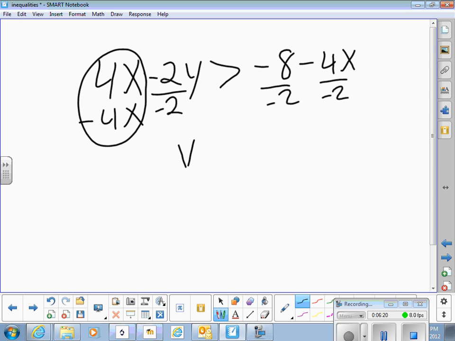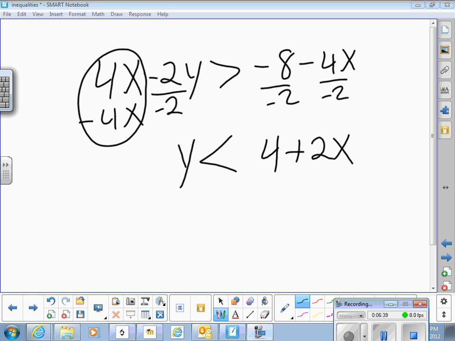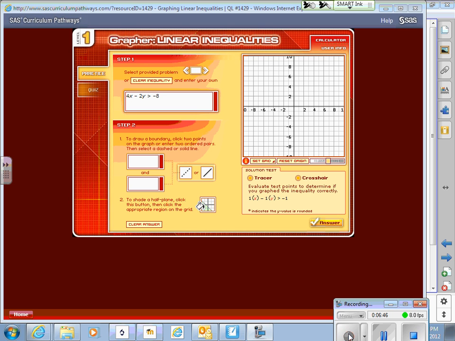But anytime I divide by a negative, that makes the inequality sign flip around. Negative divided by negative is positive, 8 divided by 2 is 4, negative divided by negative is positive, 4 divided by 2 is 2. So, y-intercept of 4, slope of 2. Y-intercept of 4, slope of 2, up 2 over 1.